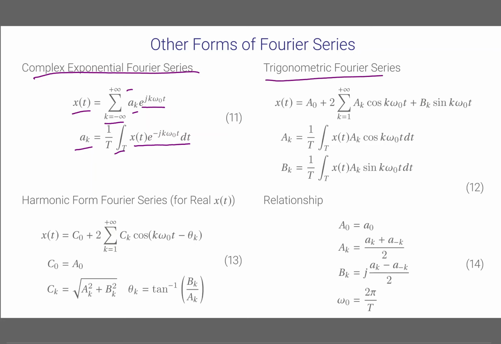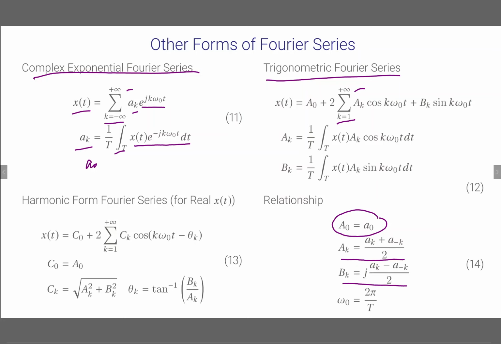Then you have the trigonometric Fourier series, which you can obtain by using Euler's relationship. x(t) equals a naught plus summation k goes from 1 to infinity of Ak cos k omega naught t plus Bk sin k omega naught t. Therefore a naught is equal to this a naught here, and capital Ak is equal to ak plus a minus k, divided by 2. You can see why you get that when you apply Euler's relation, and Bk equals j times ak minus a minus k, divided by 2.